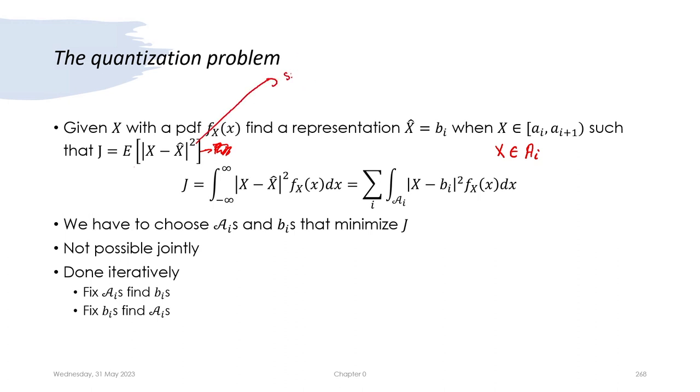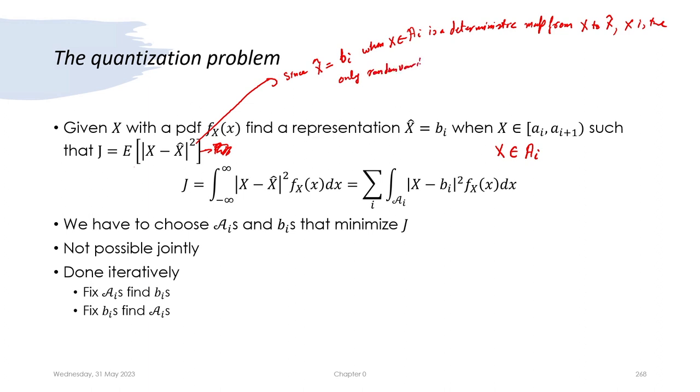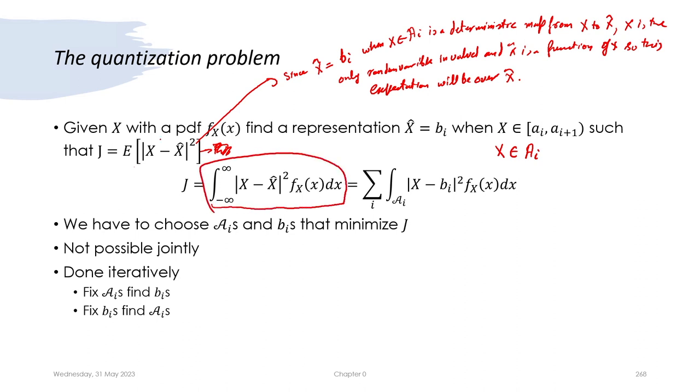So let me clarify one thing. Since x hat equals b_i when x is in A_i is a map from x to x hat, x is the only random variable involved, and x hat is a function of x. So this expectation will be over x hat. Fine. So now we can write this expectation as this. This is a simple equality.